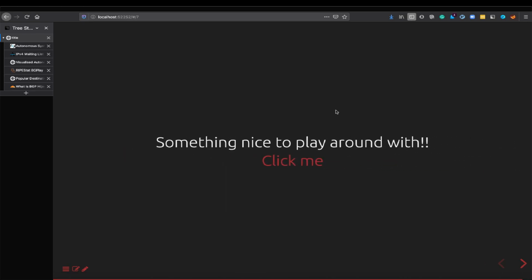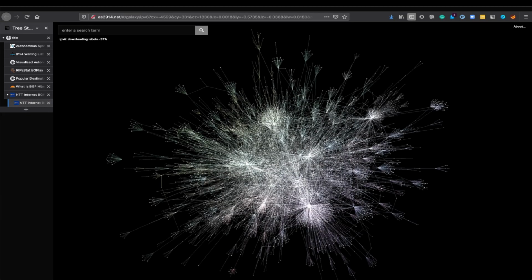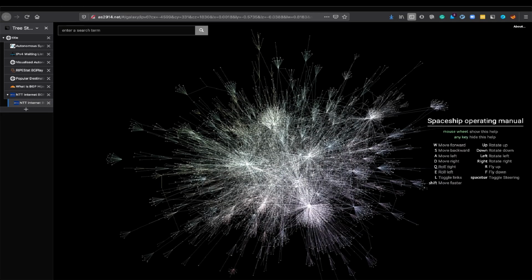So finally, I have something for you guys to play around with. We have something called Internet Core Commander here. Let us quickly have a look at the IPv6. If you like games like Star Wars, this might be a lot more fun for you because it involves traveling with a spacecraft, as well as diving into autonomous systems which are present. You can use these keyboard shortcuts to play around.